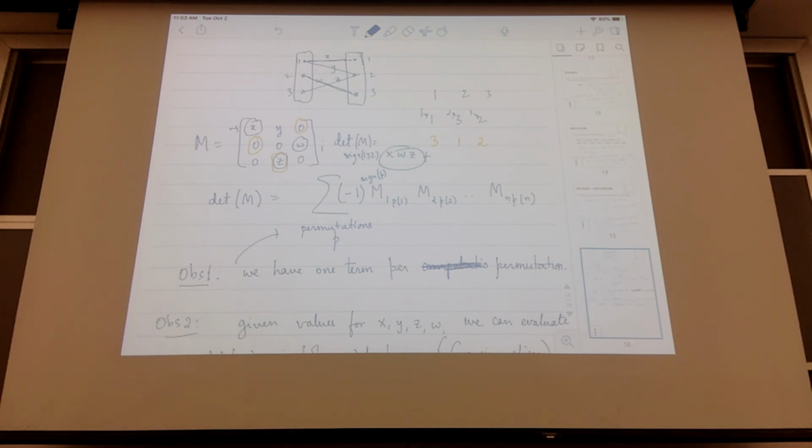So this doesn't give you what the actual matching is. It does not give you that. So this is another great point that I forgot to mention.